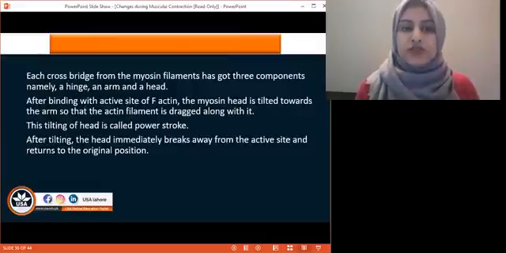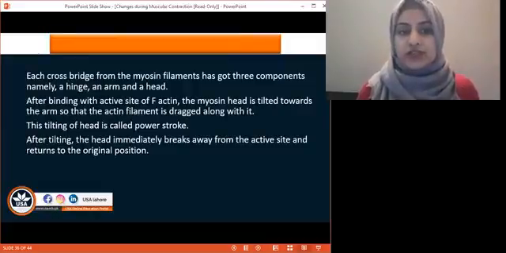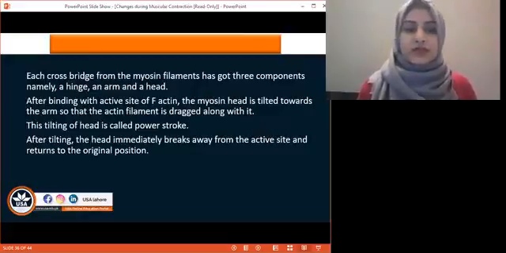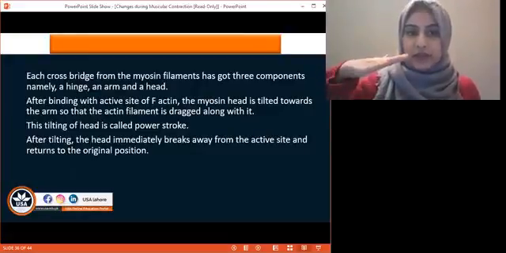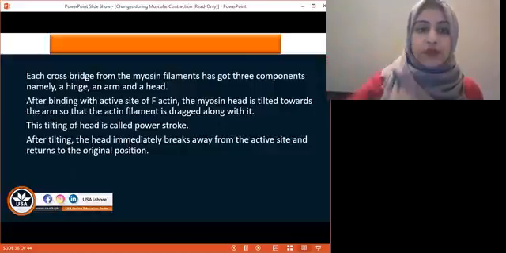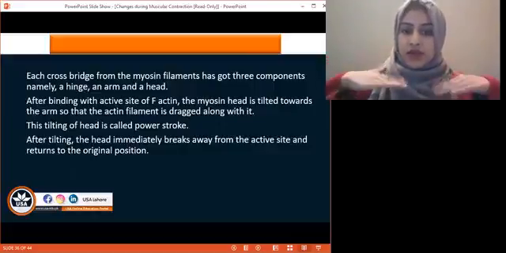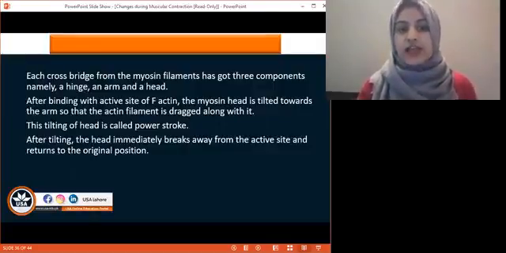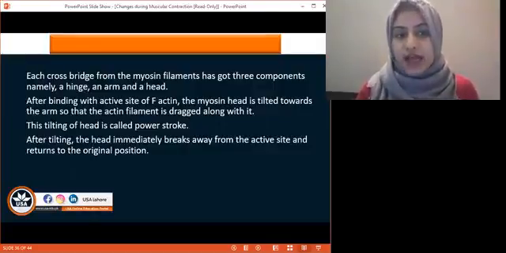Each cross bridge from the myosin filaments has three components, namely a hinge, an arm, and a head. After binding to the active site of F-actin, the myosin head is tilted towards the arm of the myosin filament and drags the actin along with it. This tilting of the head is known as power stroke. After tilting, the head immediately breaks away from the active site and returns to the original position.